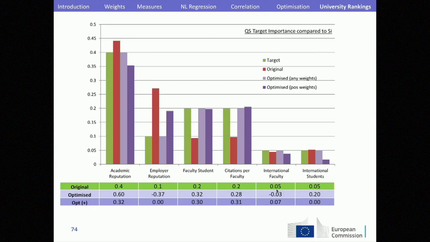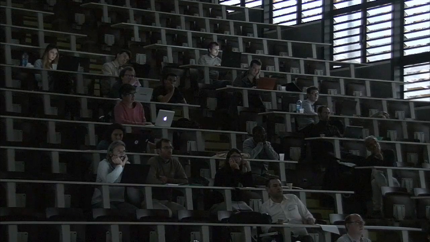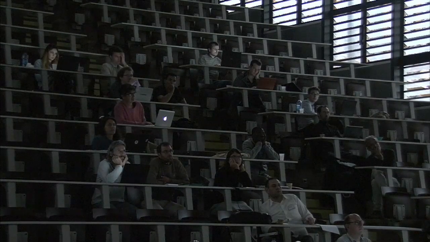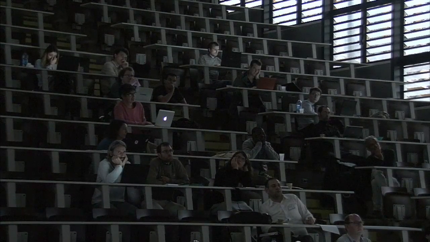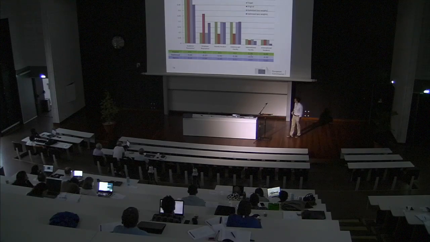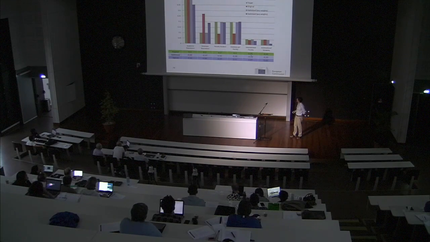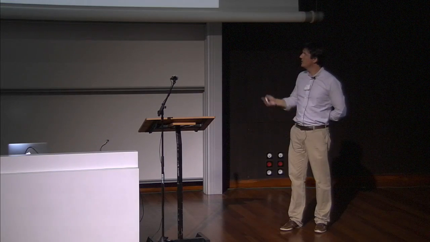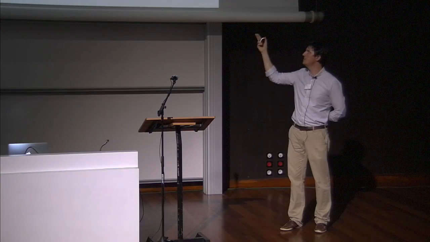The other thing you can do is constrain the optimization so that all the weights are positive, or zero or positive, like not negative, right? If you do that, you can't really find a particularly good solution in this case. Because, for example, if you look at the employer reputation, you can see that the dark purple bar is much bigger than the green bar, which means you didn't really get the right importance in that case. These numbers here actually represent the weights. The green is the original weights, and then these are the different optimized weights.